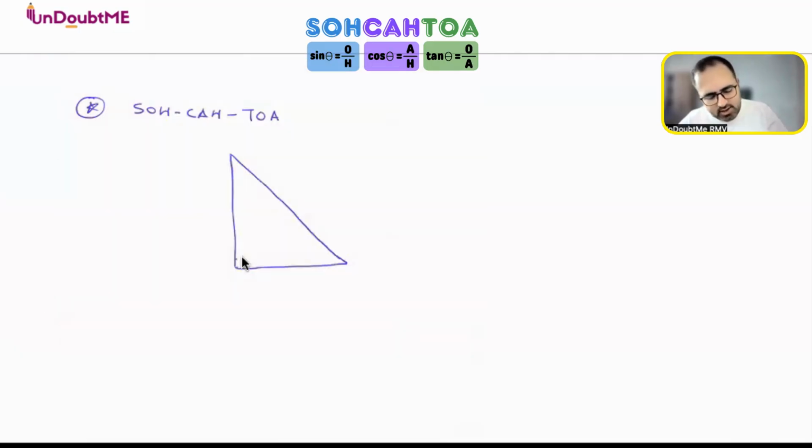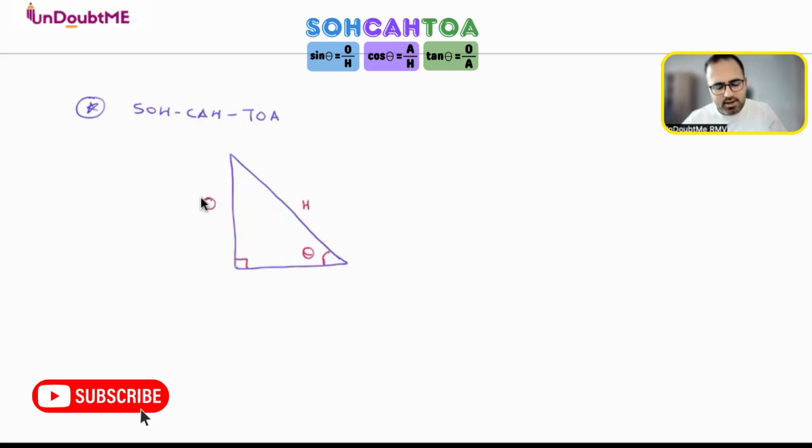In a right angle triangle, it is a must that we have a 90-degree angle, and the side opposite to the 90-degree angle is known as the hypotenuse. And then let's say I consider an angle theta in this triangle. Just listen to that carefully. The side opposite to theta is treated as opposite, and the side adjacent to theta is treated as adjacent. And from these, we get ratios.